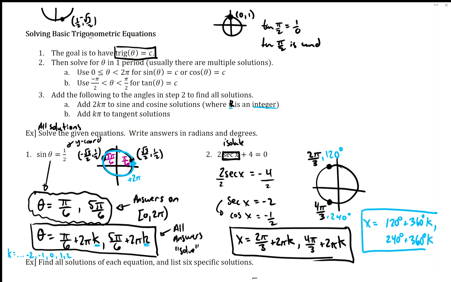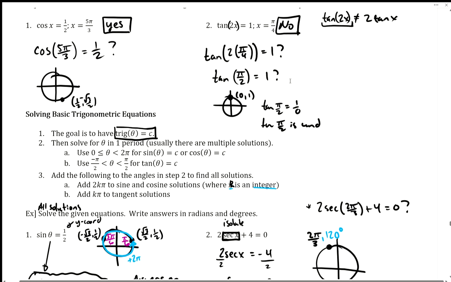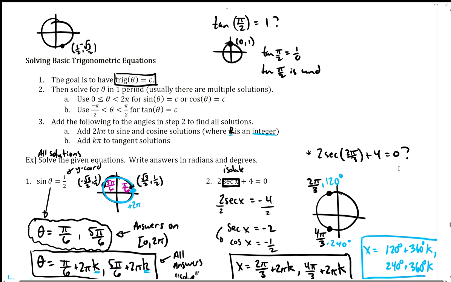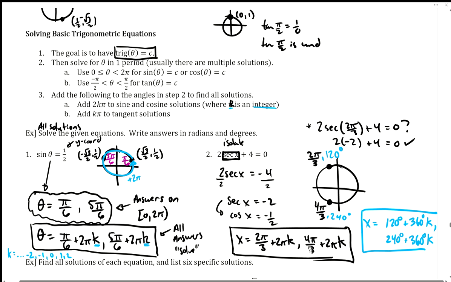Now, what's really nice about these, you can double check just like you could for any equation. So for instance, if I did plug in 2 secant of 2 pi thirds plus 4 equal to 0, so that's like what we did in the previous video, we could double check all of these. Now, secant of 2 pi thirds is -2. And yeah, 2 times -2 plus 4 is 0. And then we could check the other one as well. It would also work. And we could check our answers from number 1 also.